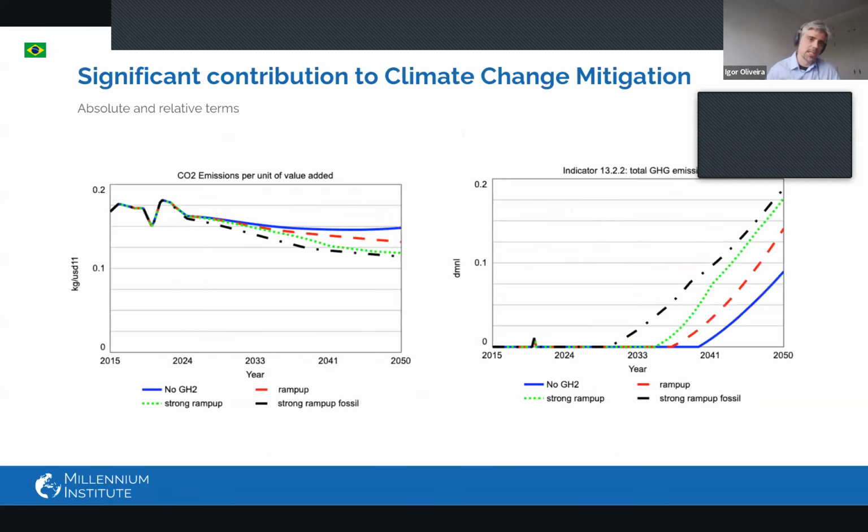We can see then, because of that, also a significant contribution to climate change mitigation, right? In terms of decoupling the country's economy from its emissions, and also in absolute terms, showing that the country can get closer to achieving its emission targets just because of implementing green hydrogen or fostering green hydrogen.